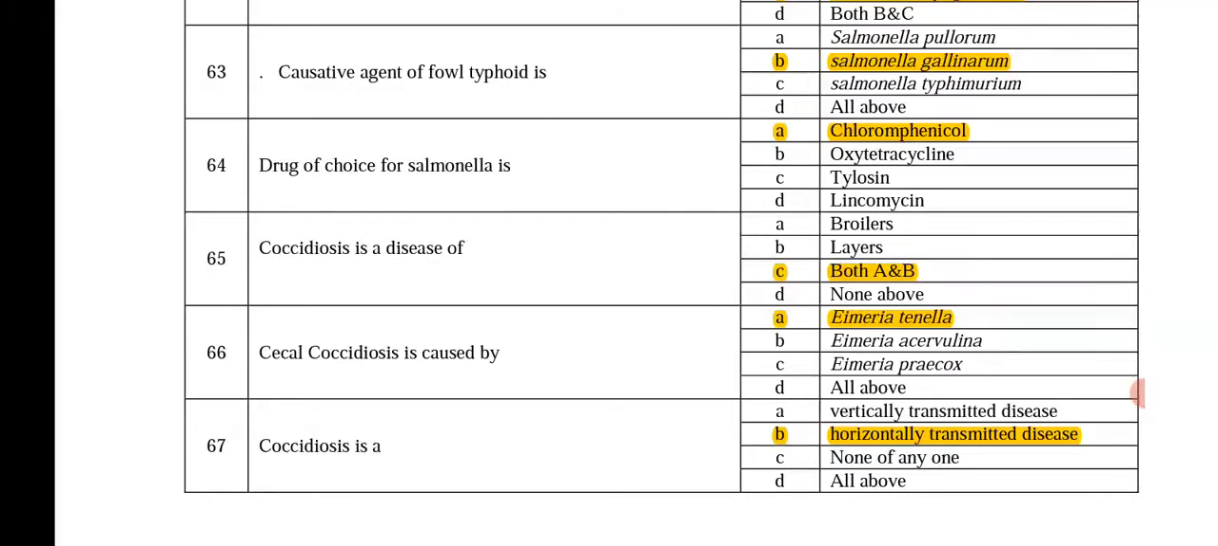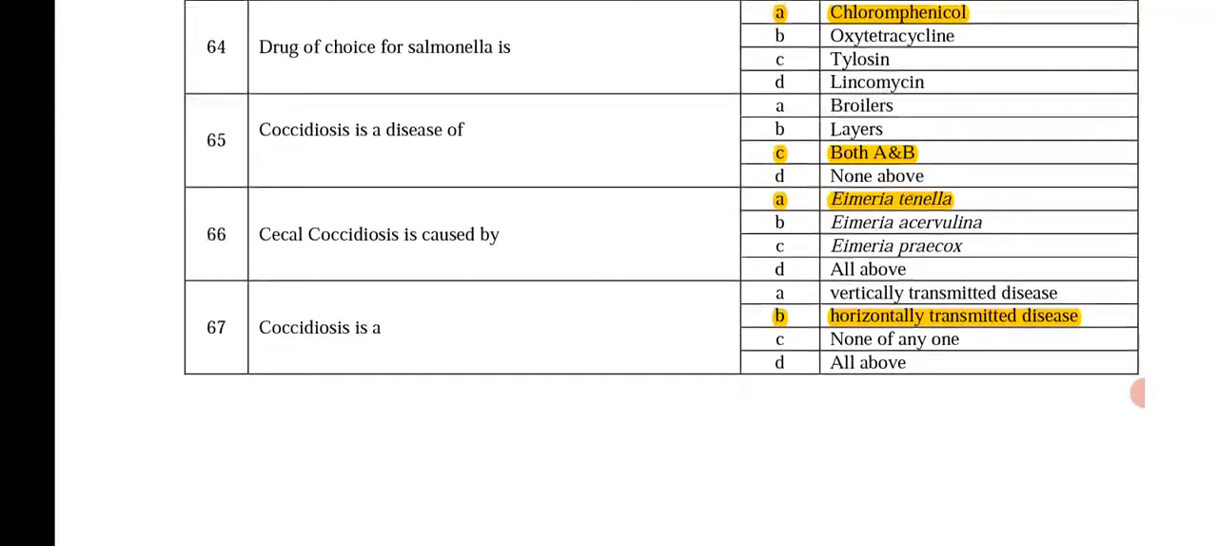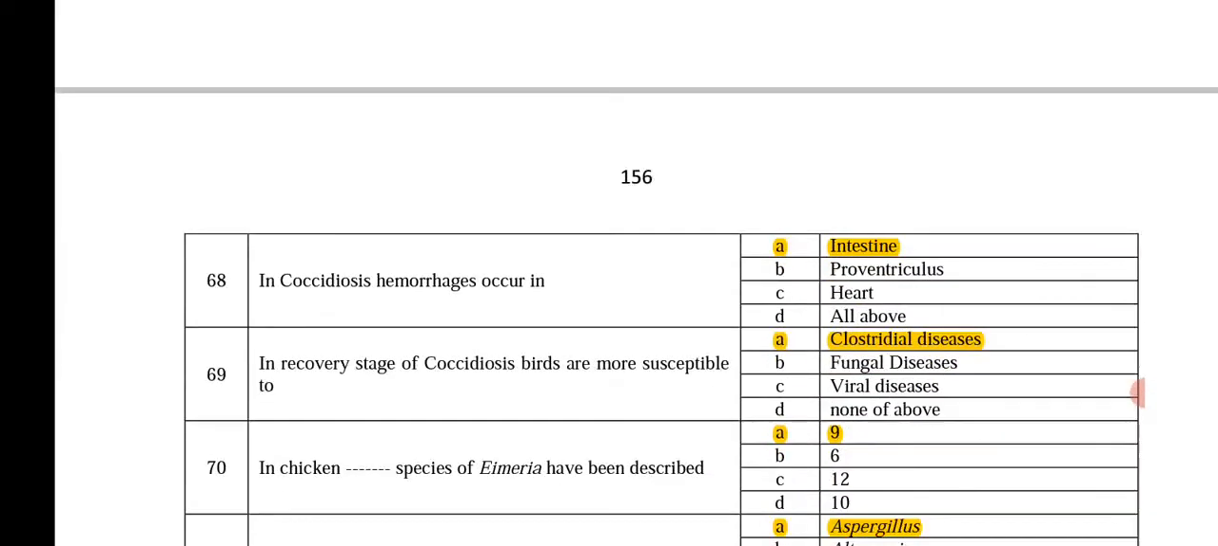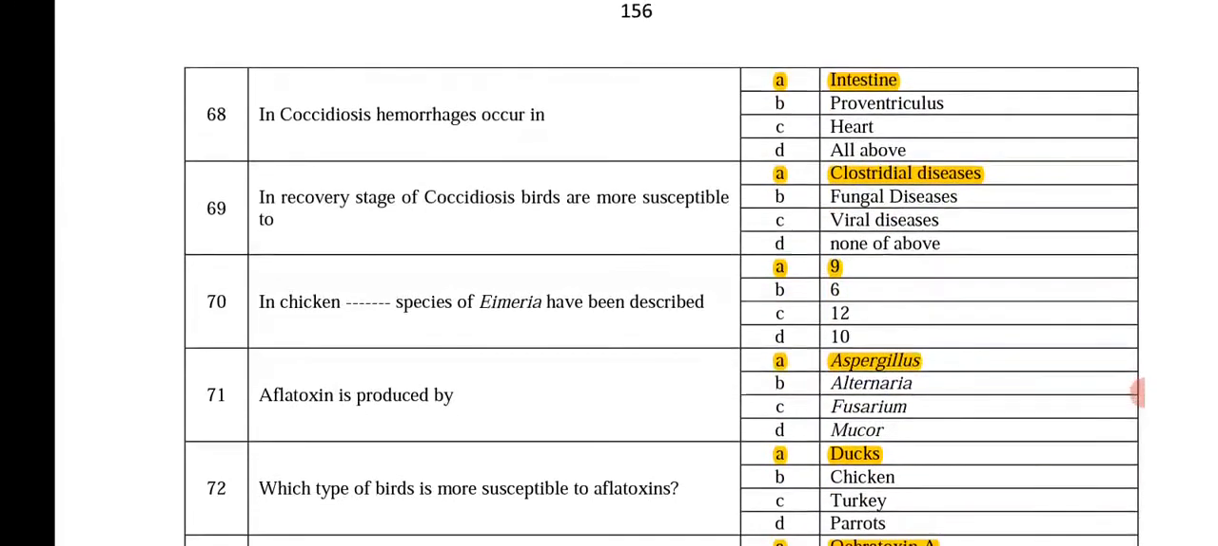Coccidiosis is a disease of broilers and layers. Cecal coccidiosis is caused by Eimeria tenella. Coccidiosis is a horizontally transmitted disease. In coccidiosis, hemorrhages occur in the intestine. In the recovery stage of coccidiosis, birds are most susceptible to clostridial diseases. In chickens, 9 species of Eimeria have been described.